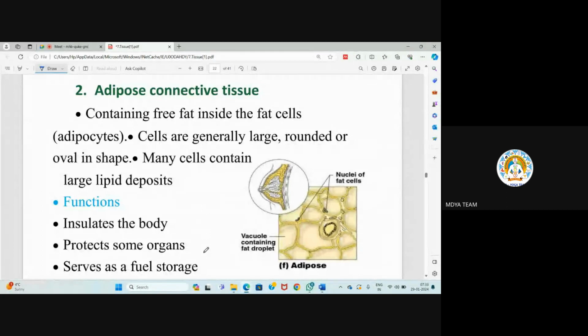So, this is one important question. Which connective tissue is containing free fat cells? Those are known as adipocytes. Cells are generally large, rounded, or oval in shape. Many cells contain large lipid deposits. Okay, so mainly they are composed of fat.